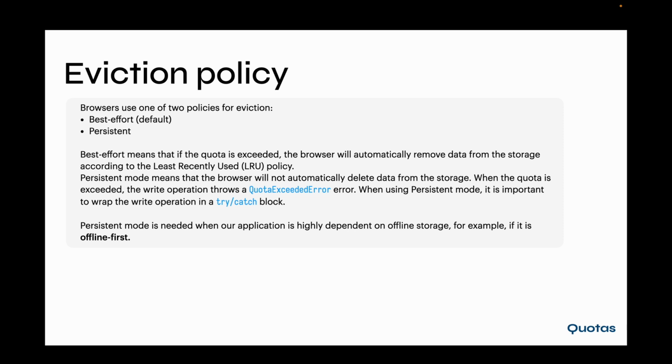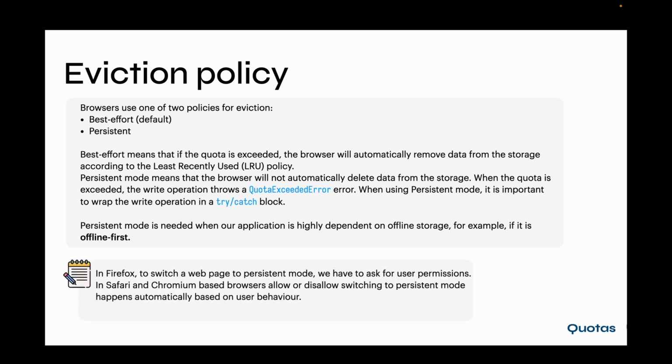Persistent mode is needed when our application is highly dependent on offline storage, for example, if it is offline first. In Firefox, to switch a web application to persistent mode, we have to ask for user permissions. In Safari and Chromium-based browsers, allowing or disallowing switching to persistent mode happens automatically based on the user's behavior.